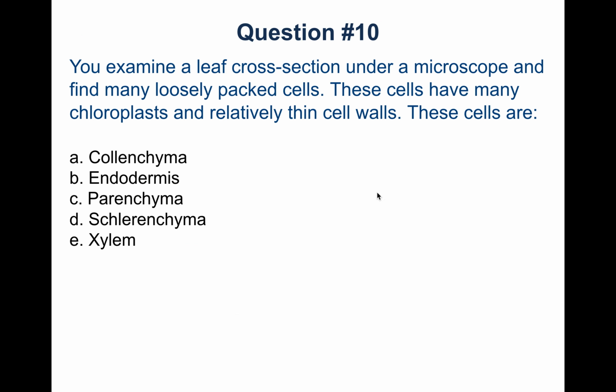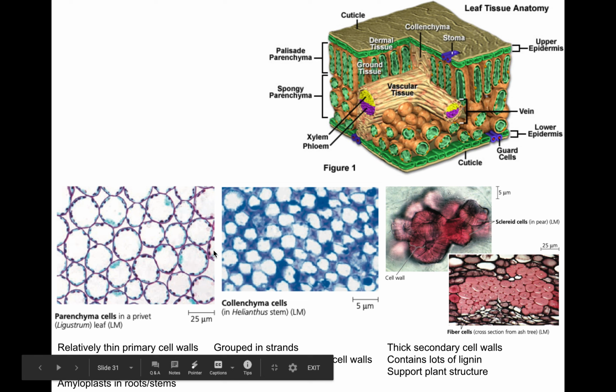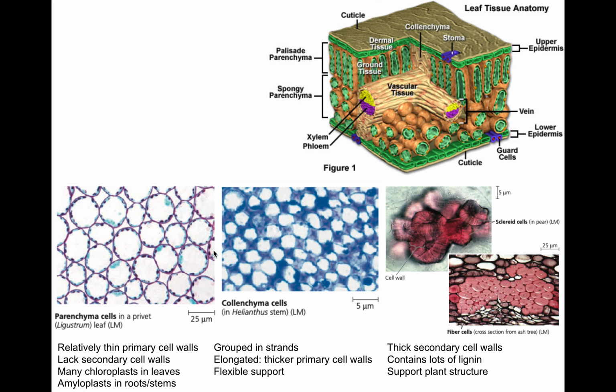You examine a leaf cross-section under a microscope and find many loosely packed cells. These cells have many chloroplasts and relatively thin cell walls. These cells are what? The thin cell wall is a pretty good indicator. These are parenchyma cells. Parenchyma have relatively thin primary cell walls. They lack secondary cell walls.